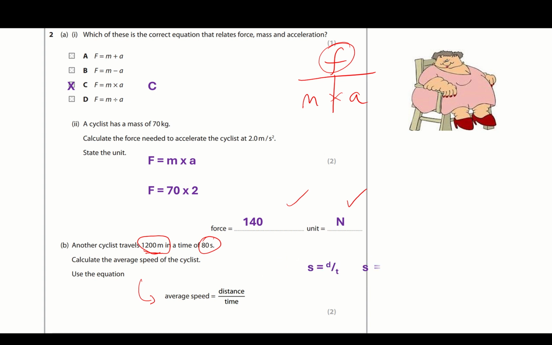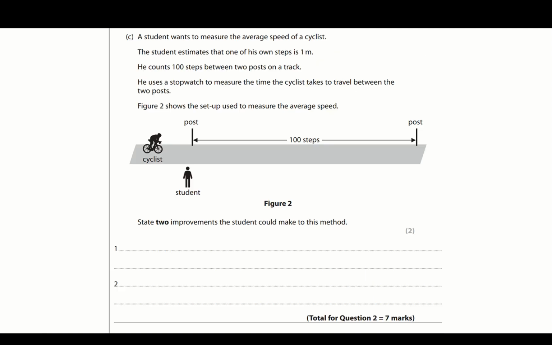And let's plug the values in. So 1,200 divided by 80 would get me a mark to show that I've substituted in. And 15 meters per second. That's the answer to that one.